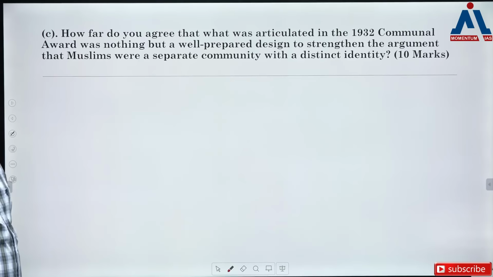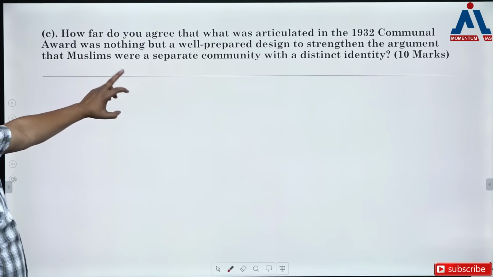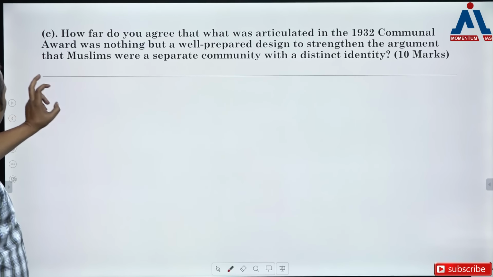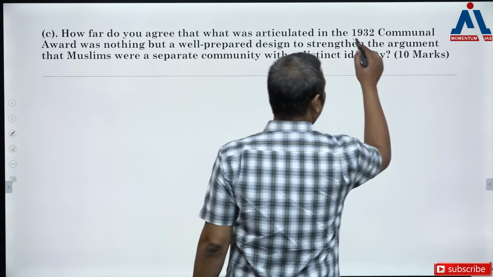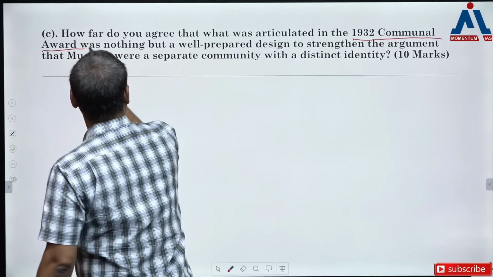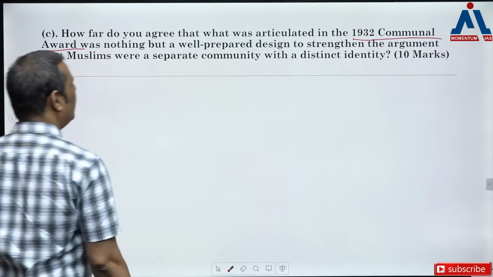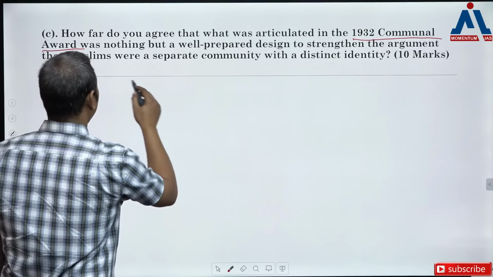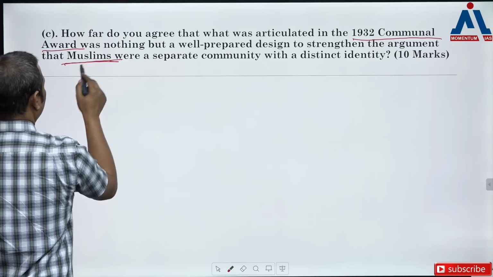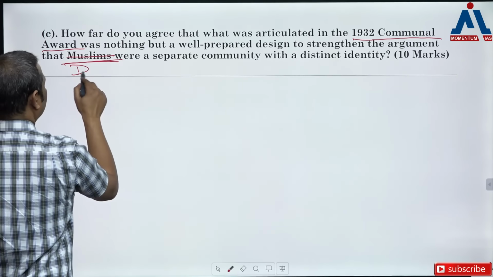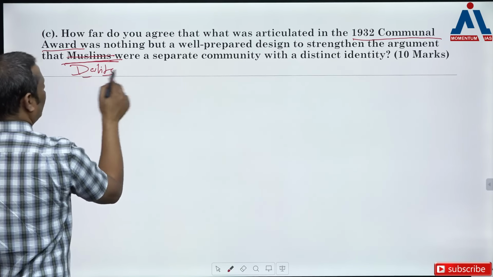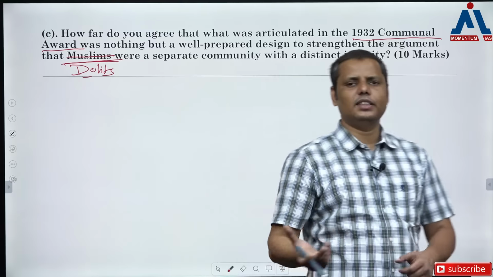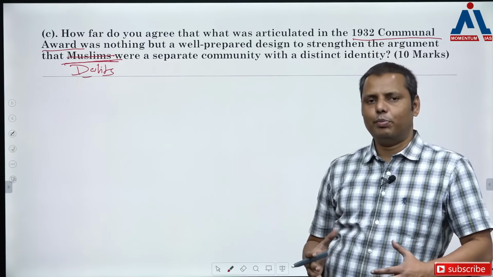Okay, first of all, my apologies there. How far do you agree that what was articulated in the 1932 communal award was nothing but a well-prepared design to strengthen the argument that Muslims were a separate community. It's not Muslims, right? It's wrong. It's Dalits, were a separate community with a distinct identity. I think this question is a very simple question. It is all about how do you present it, right?